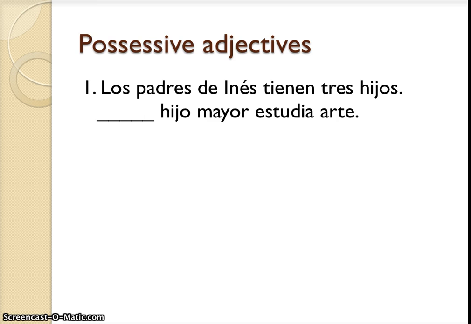So what possessive adjective is going to go in the blank? Who are we talking about? We're talking about los padres de Inés. Okay? However, in our second sentence, who is being described is hijo. And since hijo is singular, our possessive adjective is going to be singular as well. So we are going to have su, their son.